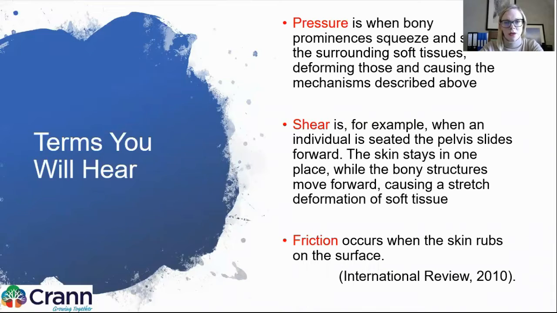Shear is slightly different, and that's also linked to pressure ulcer development. The easiest way to think of shear is if you have someone sitting upright against a pillow on a bed with their legs outstretched, and suddenly they slide slightly. Their skin will stay where it is, but internally your skeleton will move within, and it's that force of the bony prominences moving forward. Where your pelvis would move forward, your skin stays in place, and that stretch can cause a deformation of the soft tissue.